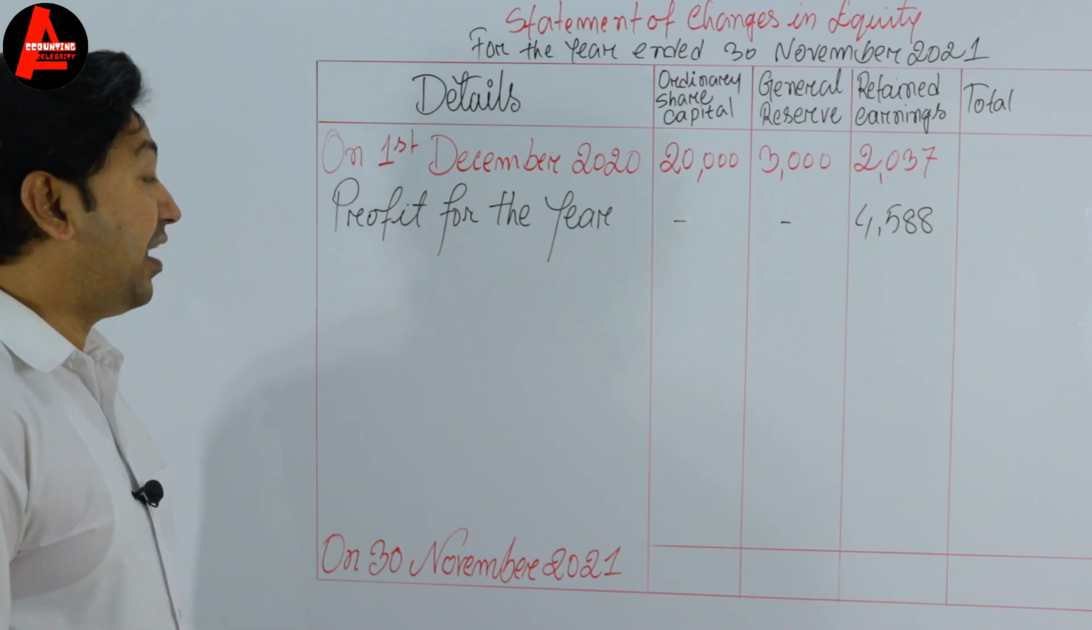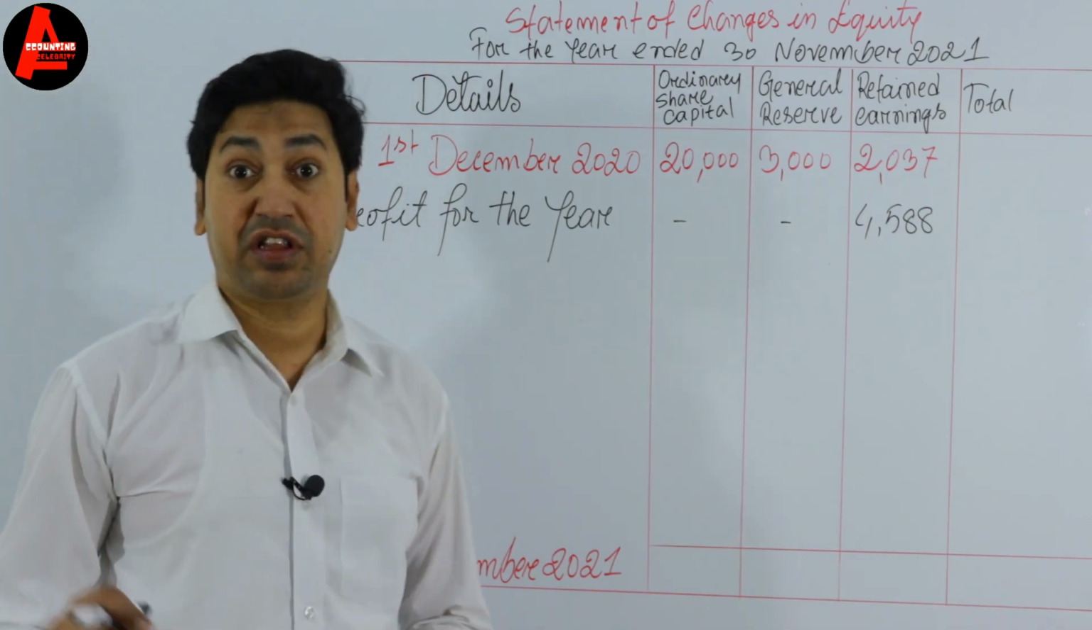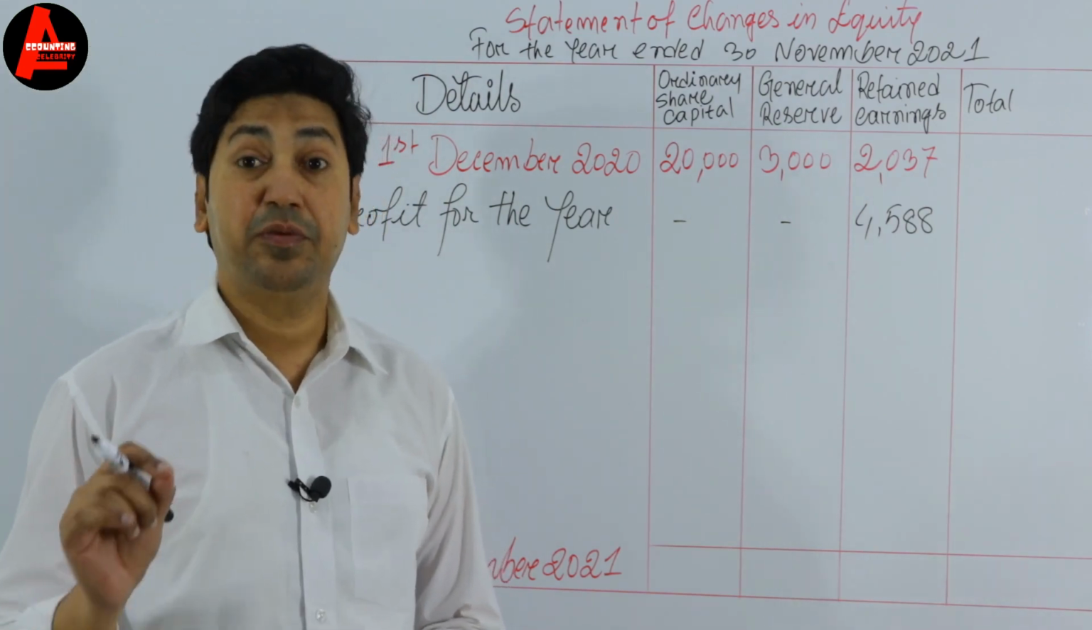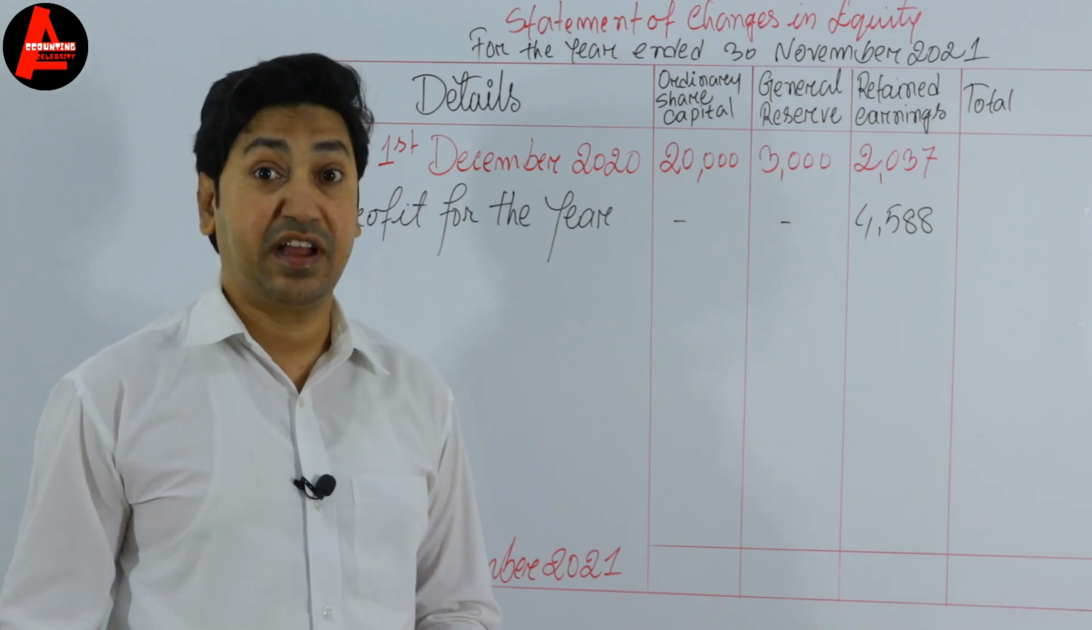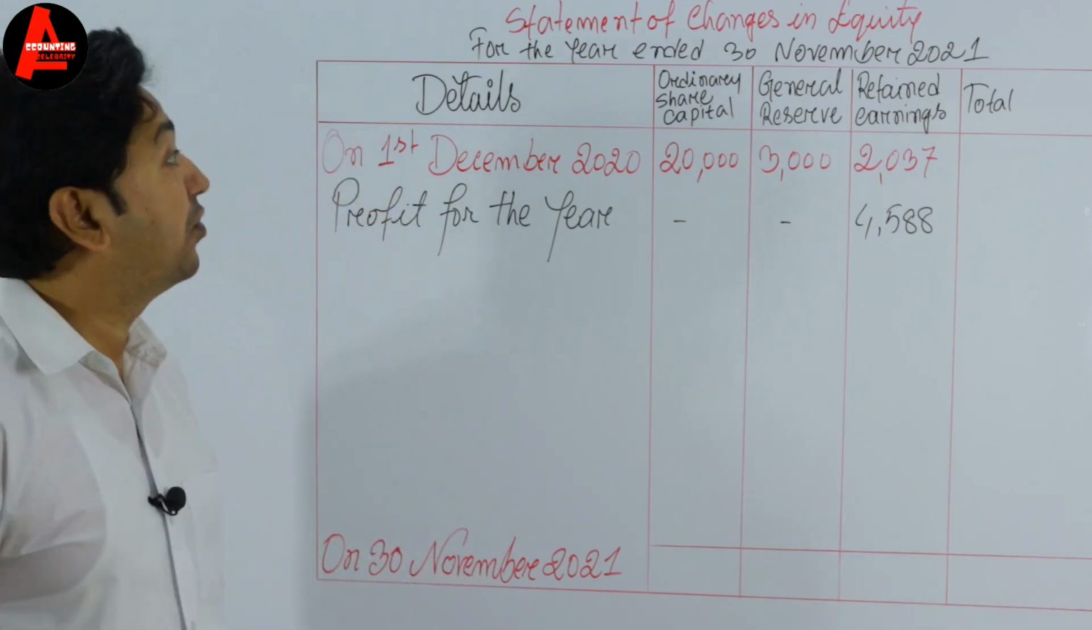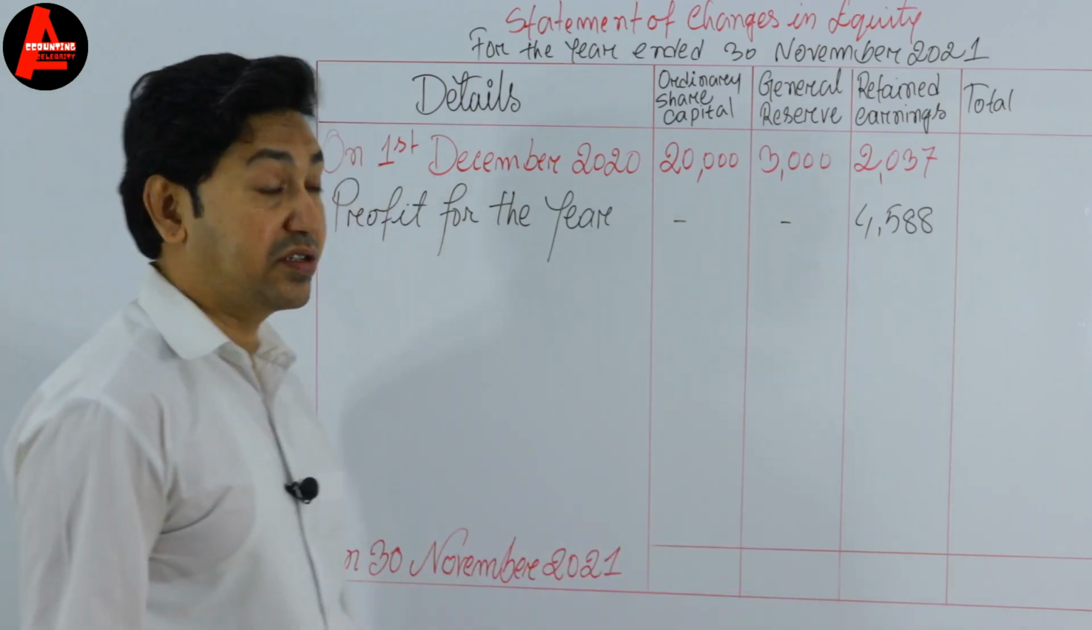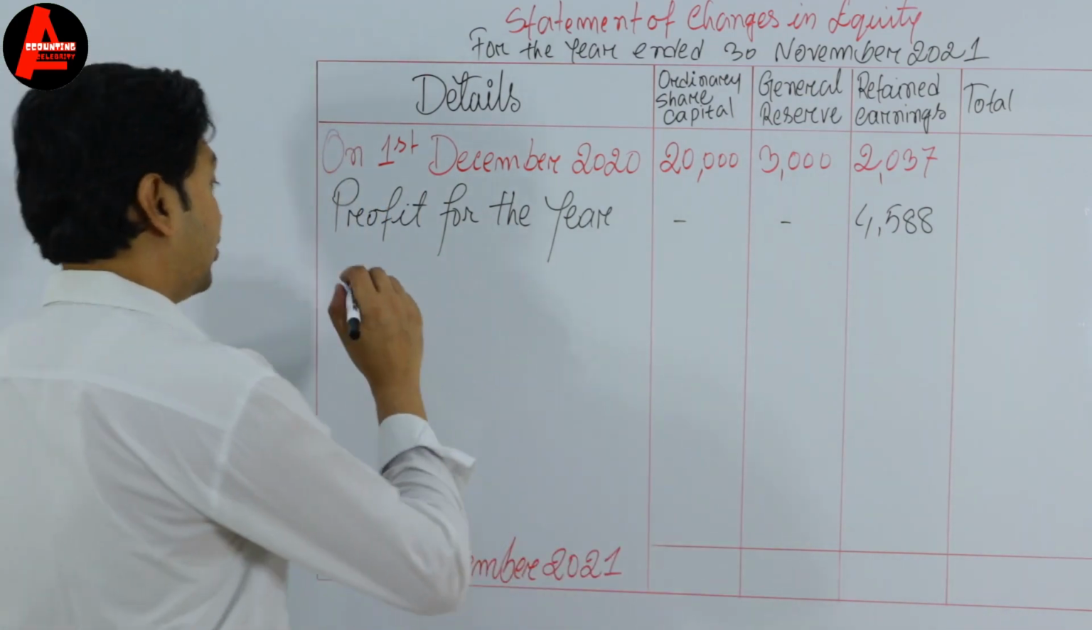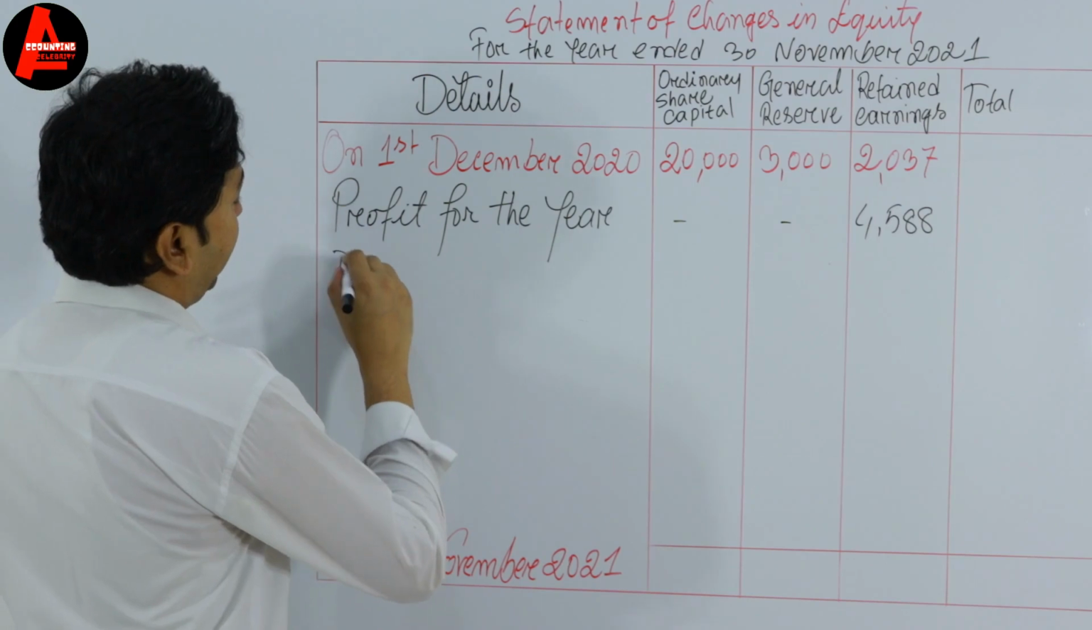Okay, then we have on the question on the trial balance dividend paid. So it is an expense, it will be subtracted from the retained earnings opening balance. Okay, so let us write here dividend paid.